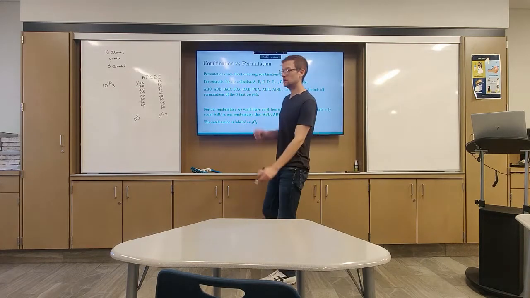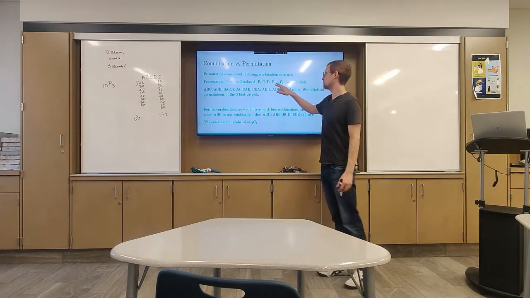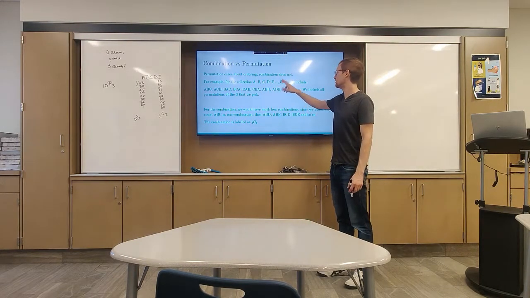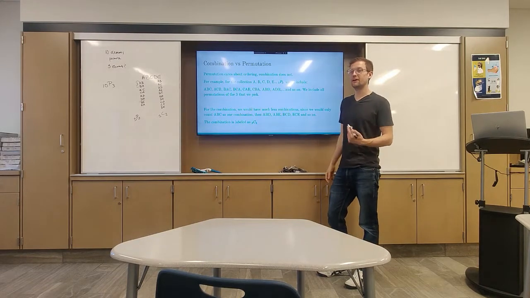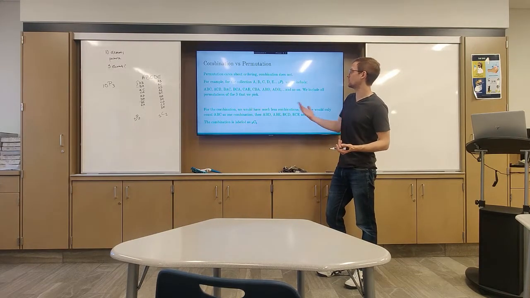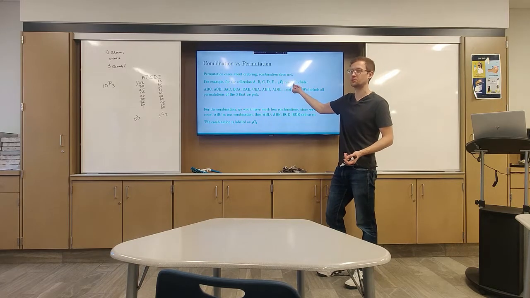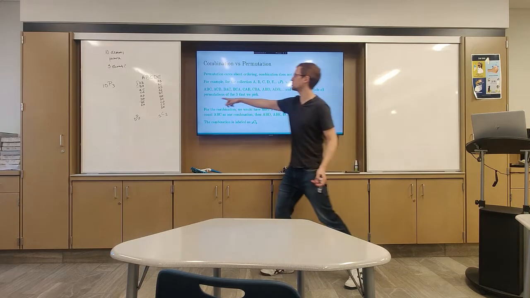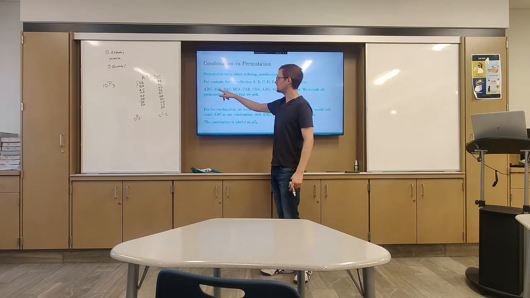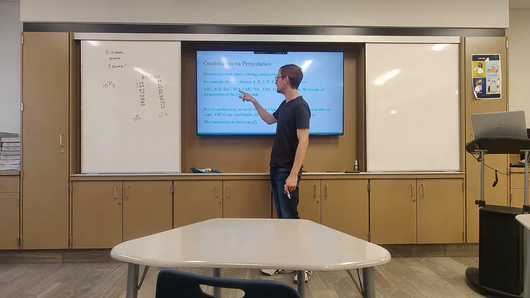Okay, so in this example I have 5P3. What would 5P3 include? I'm trying to count all of the different permutations of size 3 if I have a collection of size 5. And so it would be ABC, ACB, BAC, BCA, CAB, and CBA.